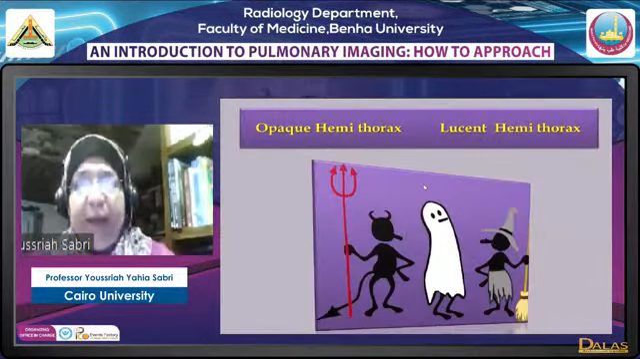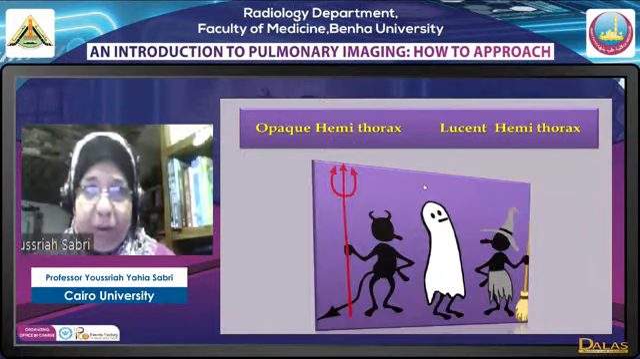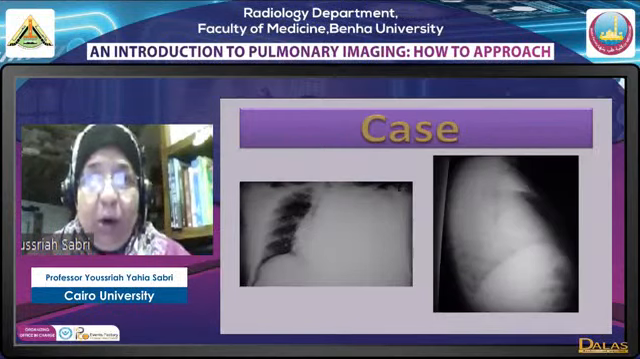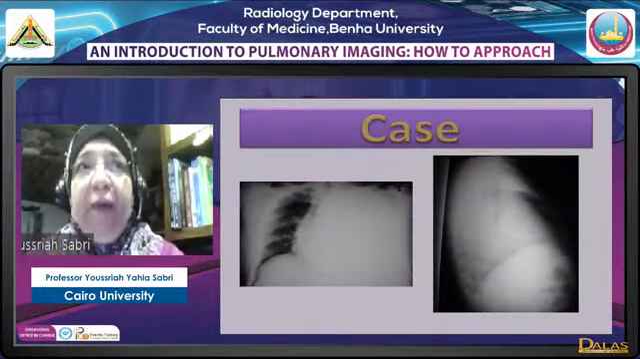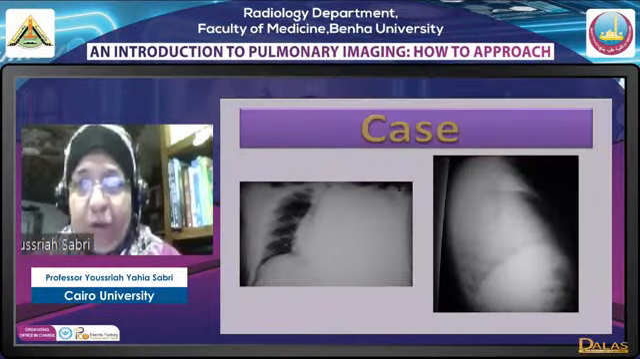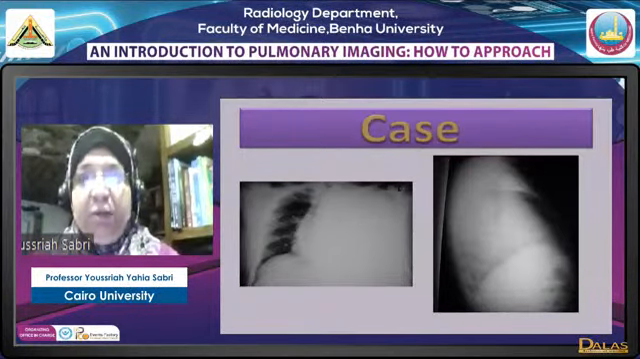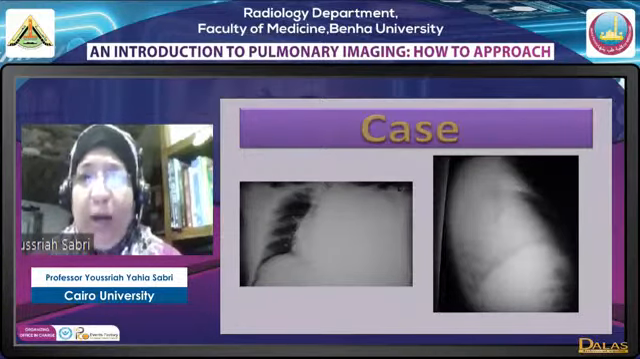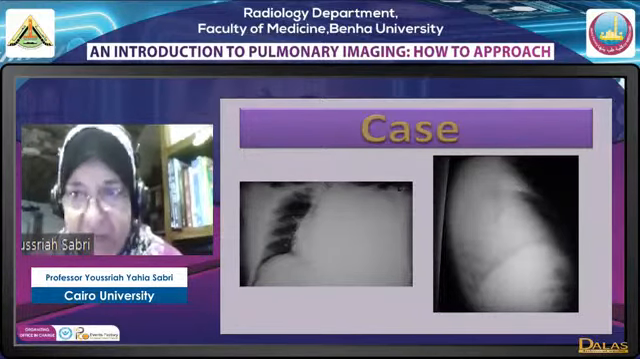Now we have the opaque hemithorax, lucent hemithorax. Okay, one either black or white. What are the possibilities that we have? We have 4 possibilities: an opaque hemithorax with increased volume, an opaque hemithorax with decreased volume, a lucent hemithorax with increased volume, or a lucent hemithorax with decreased volume.